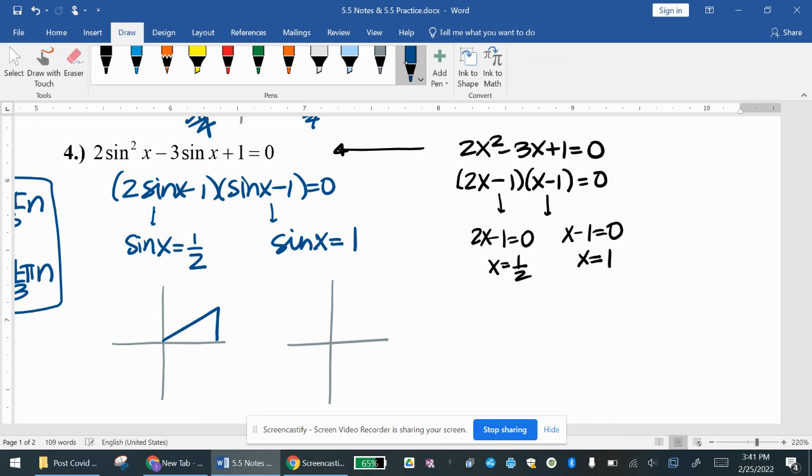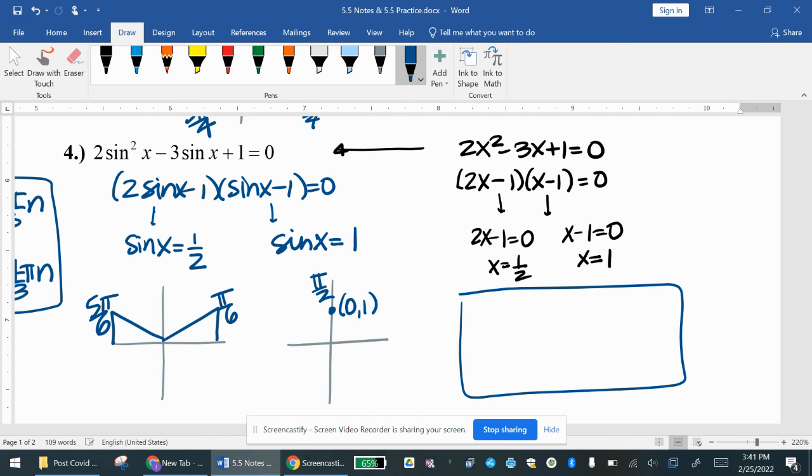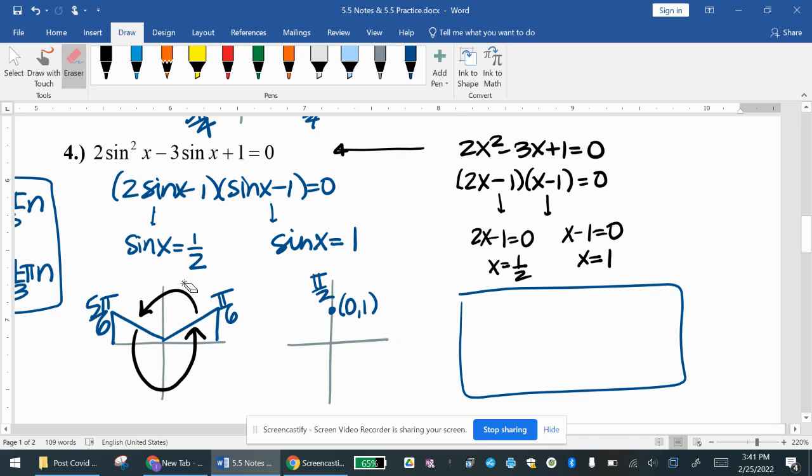Okay, so the correct answers are pi over 6 and 5 pi over 6. And for this one, it's pi over 2. So how do we write the answers? And notice I can't condense the answers for 5 pi over 6 because the distance from here to here is not the same as the distance from there back to the original.